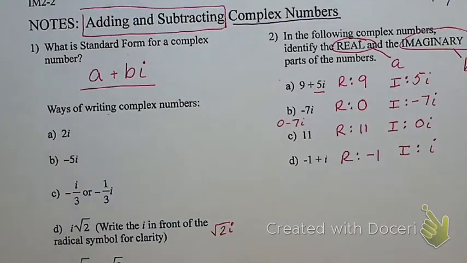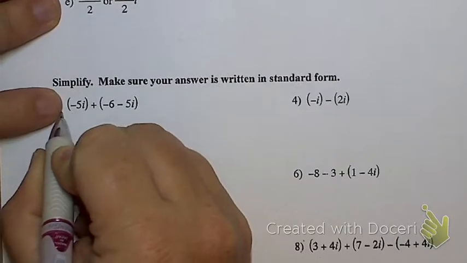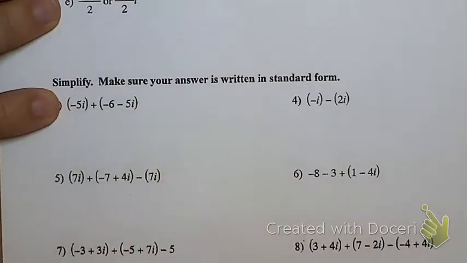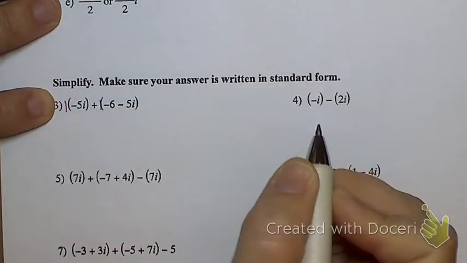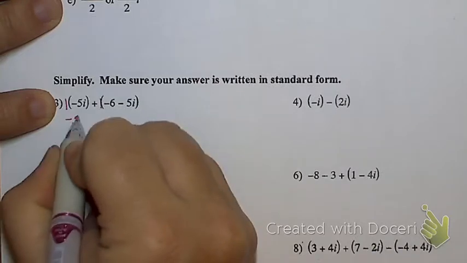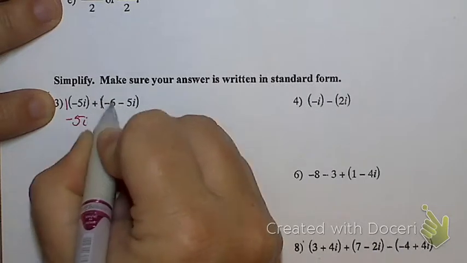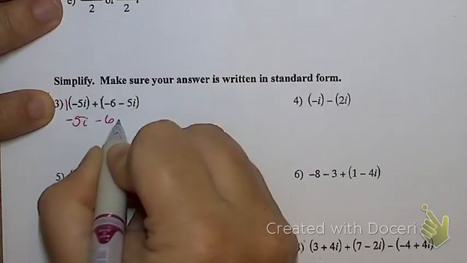All right? So let's look at number 3. How do I get rid of parentheses if there's nothing to distribute out in front? You put a 1 there. If there's nothing to distribute, you assume it's a 1. What's 1 times negative 5i? And what's 1 times negative 6? And 1 times negative 5i?